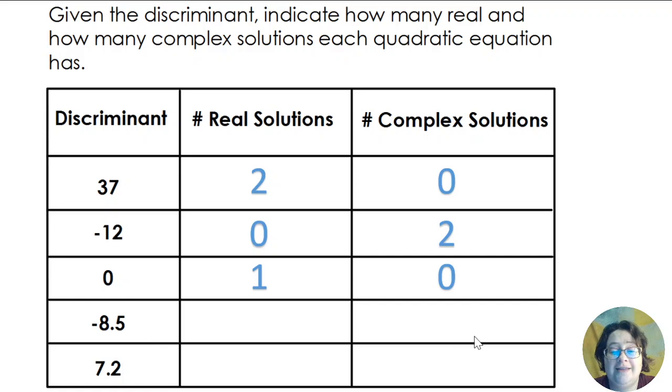All right, you try these last two. Pause the video and then check your answers. All right, so with a discriminant of negative 8.5, since it is less than 0, you should have 0 real solutions and 2 complex solutions. For a discriminant of 7.2, it is positive, so you have 2 real solutions and 0 complex solutions.